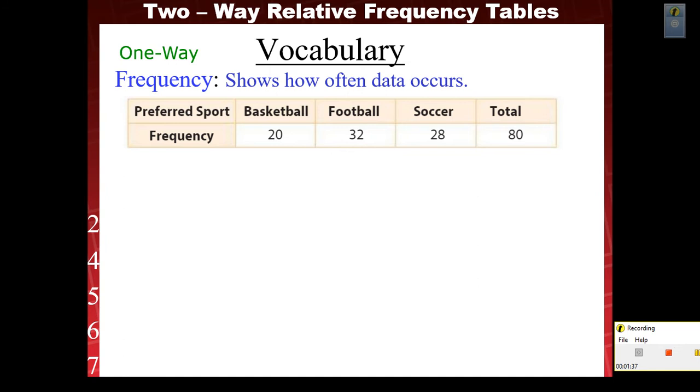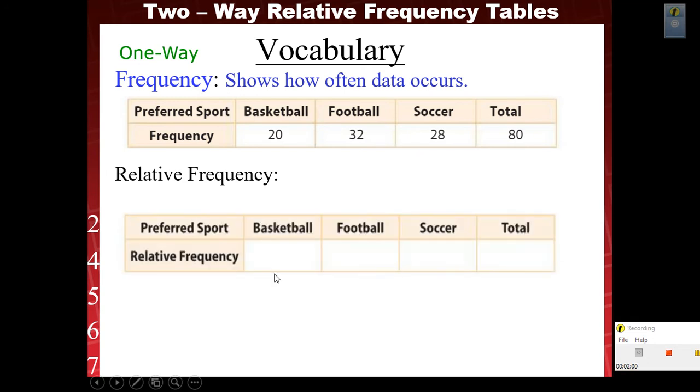Today, we're going to introduce something that we call a relative frequency table. So we're still on the one-way frequency table. So look at this. Relative frequency table. You're like, it looks the same, Mr. Q. Okay, so for right now, copy this. And then I'll show you how to fill a relative frequency table. Give you a little bit more time for that.